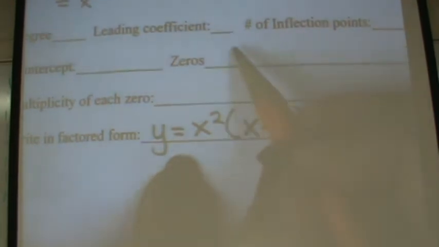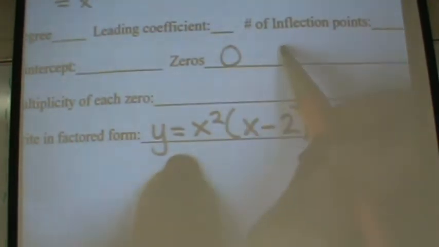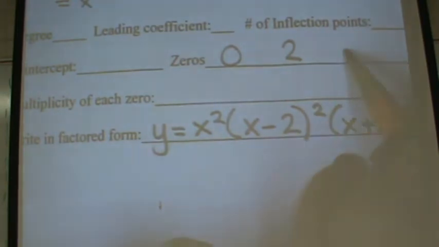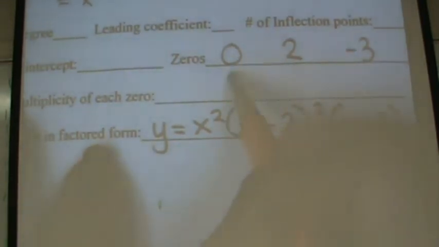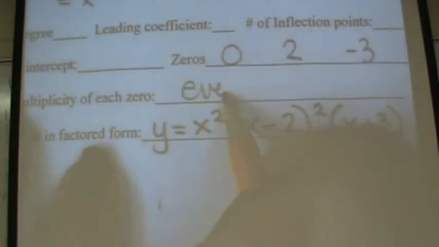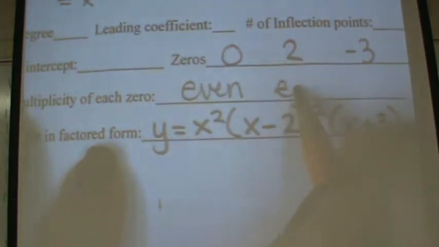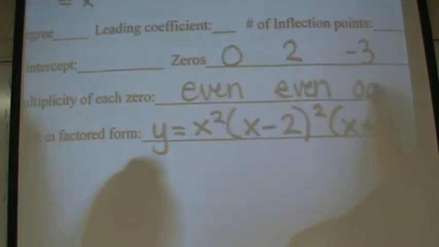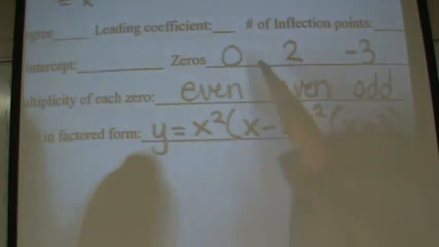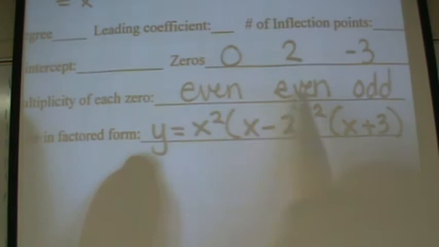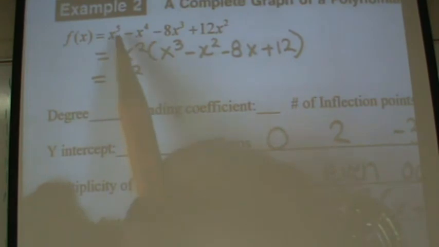What are my zeros? 0, 2, and -3. Can you tell me the multiplicity of each one? Even, and odd. Why do I need to know even, odd? Why do I need to know what the zeros are? And why do I need to know the multiplicity of each one? Because when we sketch this, we want to know if it's going to touch at that 0 or bounce right off of it. By the way, what's the degree of this problem?